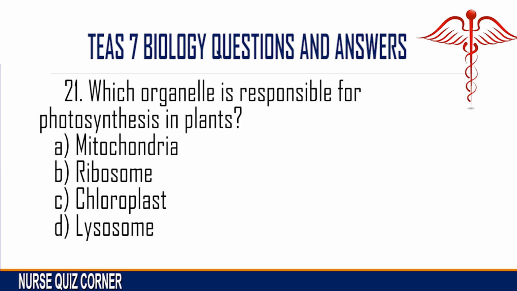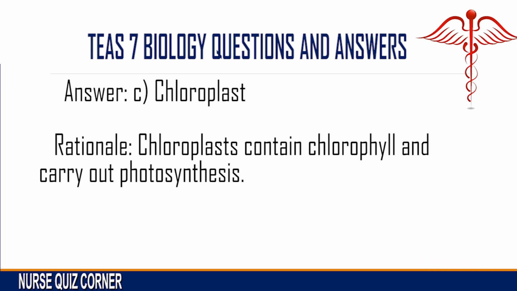21. Which organelle is responsible for photosynthesis in plants? A. Mitochondria. B. Ribosome. C. Chloroplast. D. Lysosome. Answer: C. Chloroplast. Rationale: chloroplasts contain chlorophyll and carry out photosynthesis.